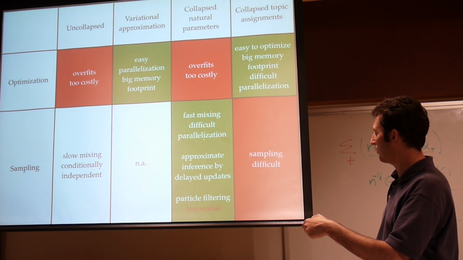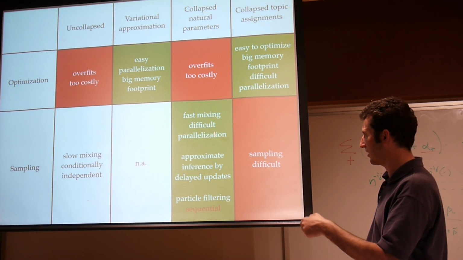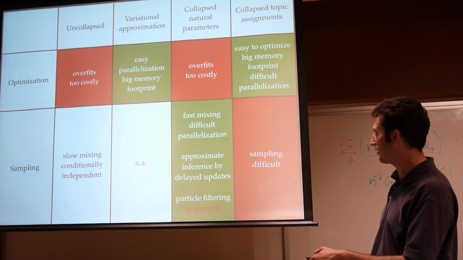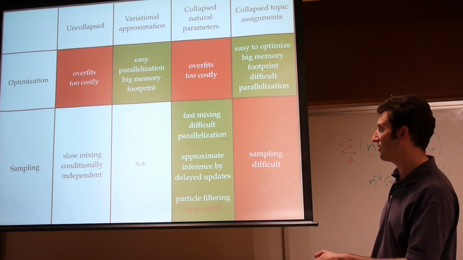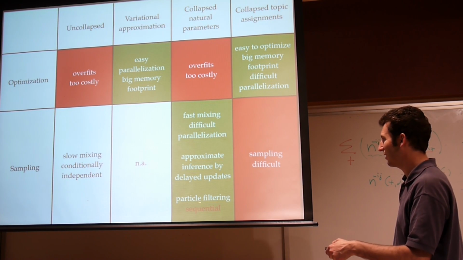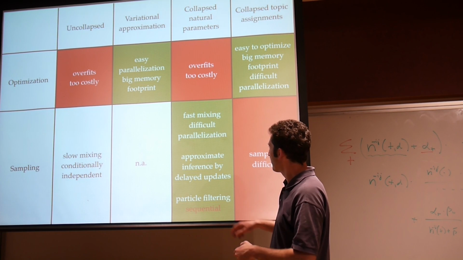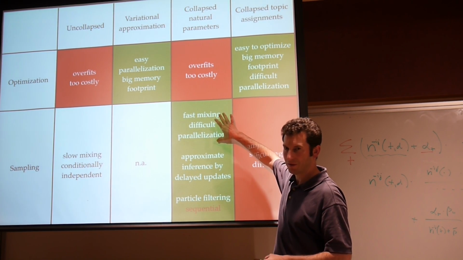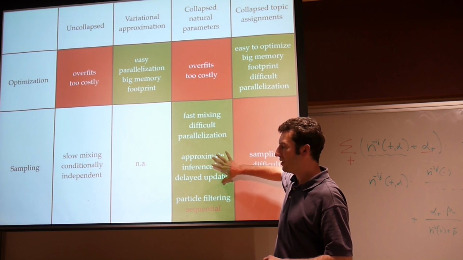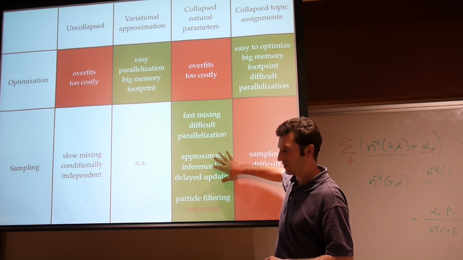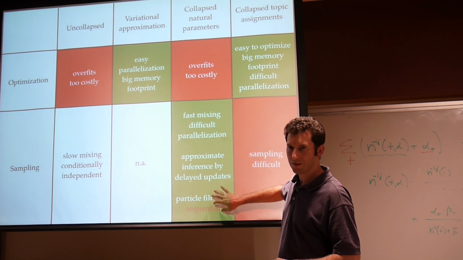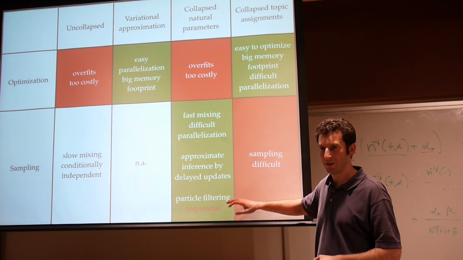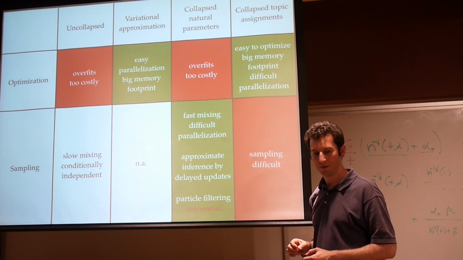So what I would therefore argue is you actually use sampling. If you have everything uncollapsed, it doesn't mix very fast. Variational approximation and sampling don't really make so much sense together. But what you get here is very fast mixing if you integrate out a lot of variables, just like what I showed you. The approximate inference is still reasonably well understood.